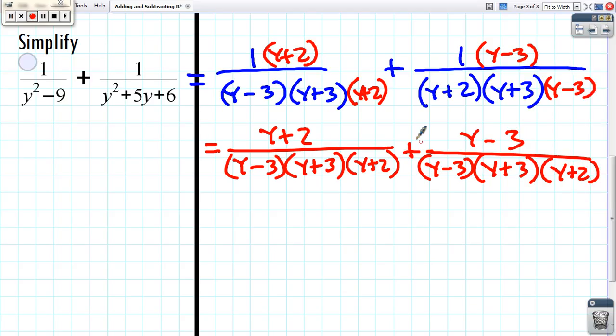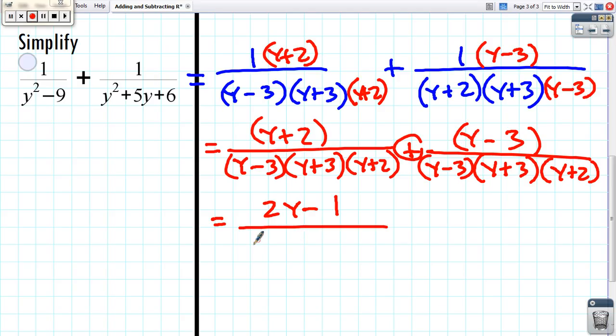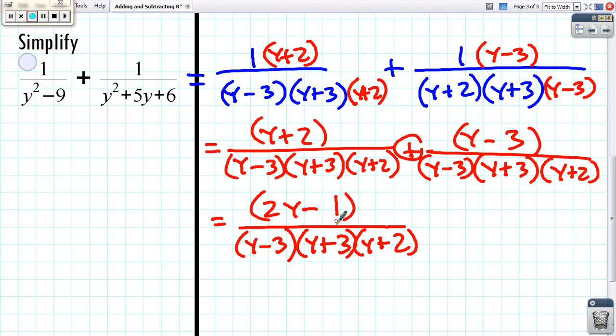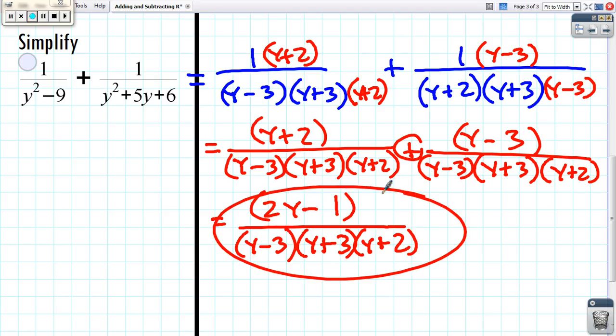And then we go ahead and add our numerators. So this plus this would be 2y minus 1. And then once again, we check to see if we can simplify like we've learned in previous lessons. In this case, 2y minus 1 cannot be factored, and it doesn't match with anything here. So in factored form, here's our answer.